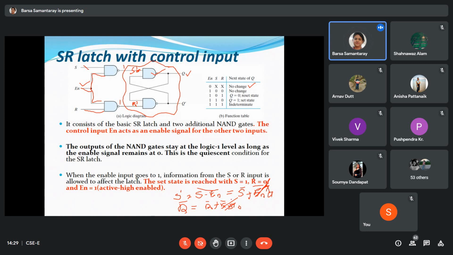Okay. Now we are giving the input to this S, not S dash. So if I make S and R 0 0, 0 here and 0 here, then what will S dash and R dash be? 1 1 1 1. So what happens with 1 1?